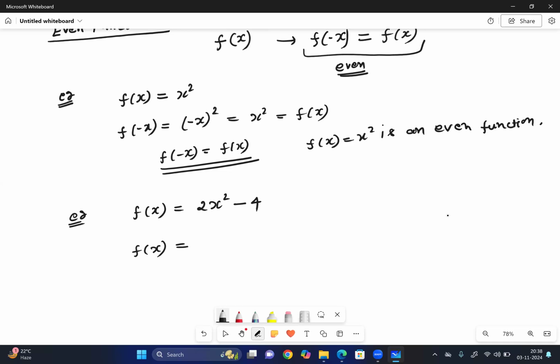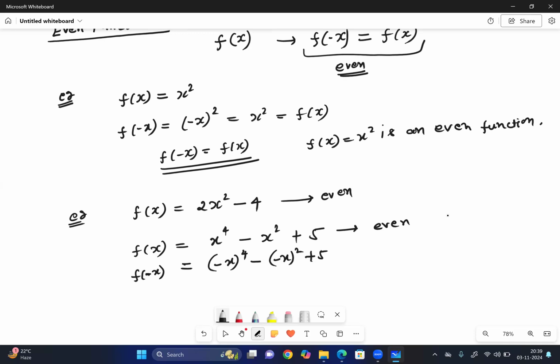Let's say I'm writing some function x to the power 4 minus x square plus 5. Tell me, is it even or odd? Will this also be even? Yes, of course. Whenever I'm writing f(minus x), even power gives you positive, and this is x to the power 4 minus x square. So we are getting the same function, which is f(x). But now if it were something like x to the power 3 or x to the power 5.